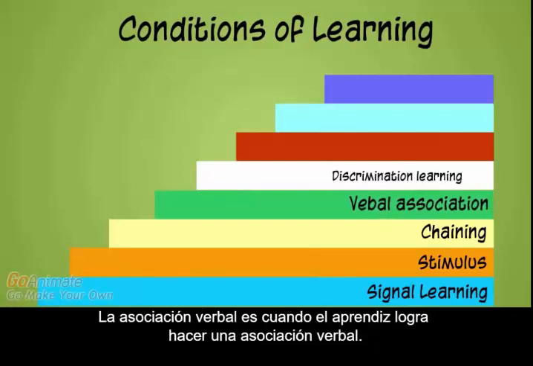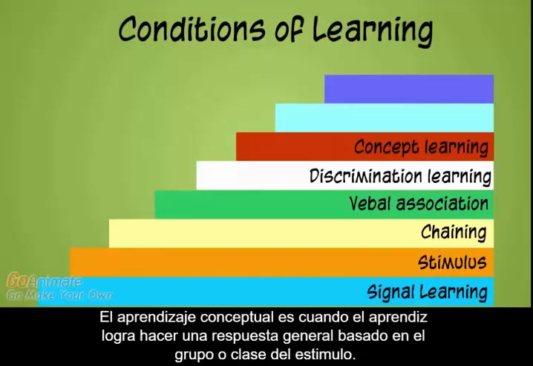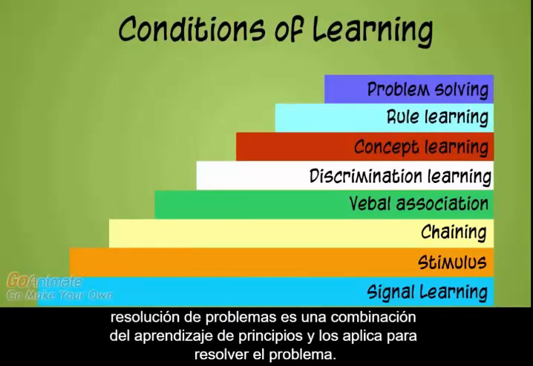Verbal association is when the learner makes a verbal association. Discrimination learning is when the learner makes different responses to different stimuli. Concept learning is when the learner develops the ability to make a generalized response based on a group or class of stimuli. Rule learning is a chain of concepts linked to a behavior. And problem solving is the learner discovering a combination of previously learned rules and applying them to solve the problem.